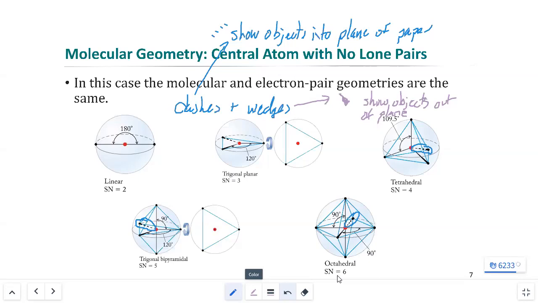Now, why do we use this convention? Well, once again, it's all about trying to show three-dimensionality in a two-dimensional world. And so if we were to redraw these figures, linear would be pretty easy. I've got my center atom, and I've got two different sets of bonds coming out of it at 180-degree angles.